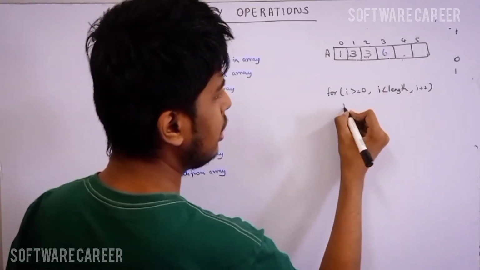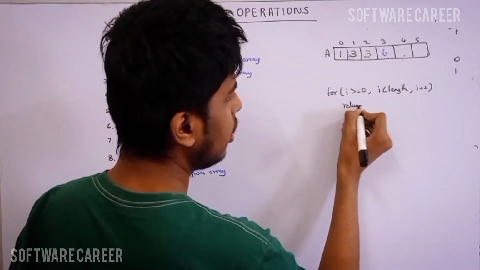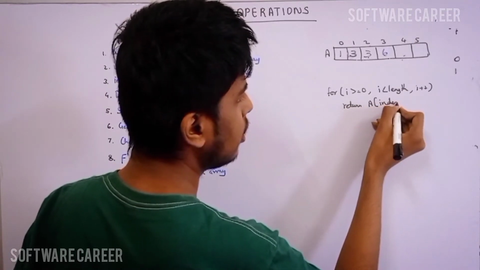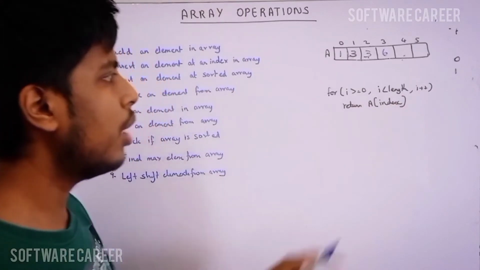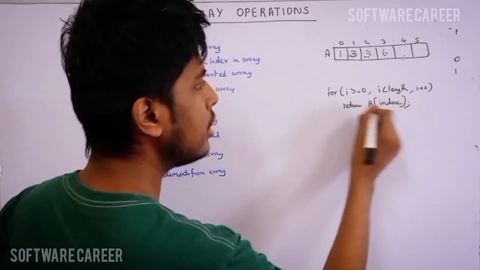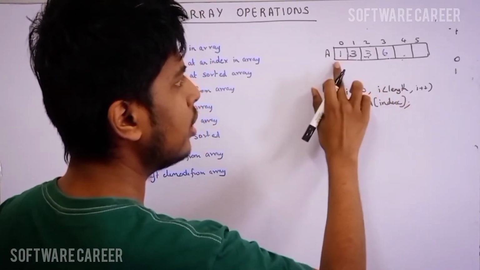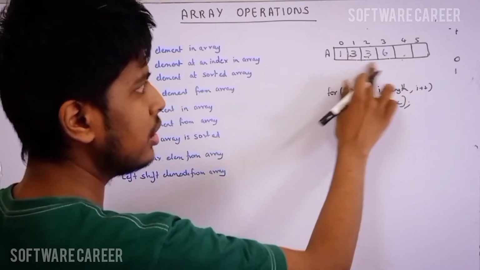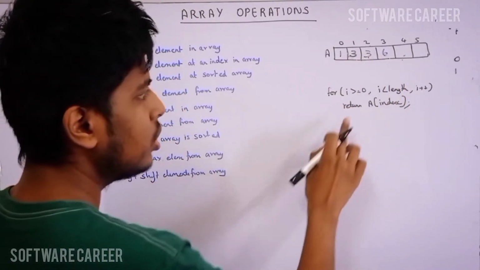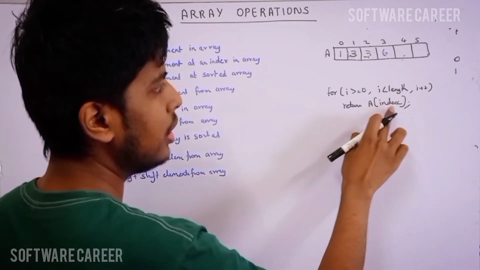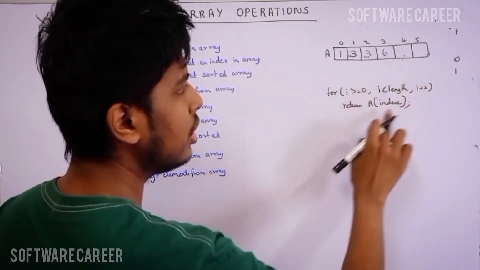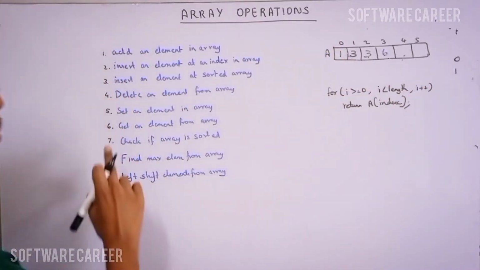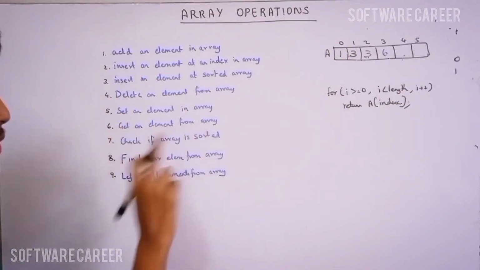Now I should write return a of index. The index should be between 0 and length. Now it will check whether the index is between 0 and length. Then I will return a of index. Suppose I am giving 0 as index. Now it will return a of 0, that is 1. This is how you should return and get an element from the array.